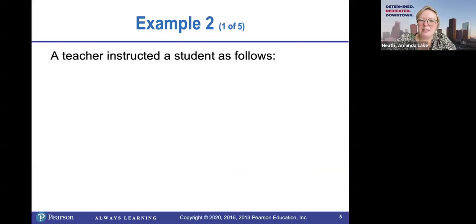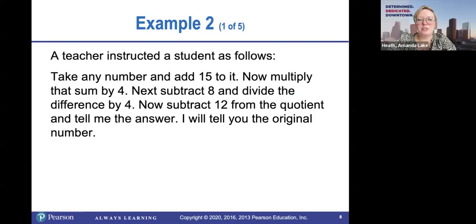All right, so in this example, a teacher instructs a student. They say, take any number and add 15 to it. Now multiply that sum by 4. Next, subtract 8 and divide the difference by 4. Now subtract 12 from the quotient and tell me the answer. I will tell you the original number.